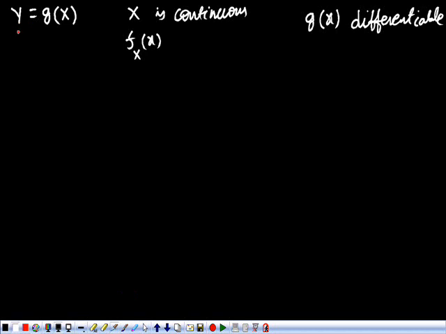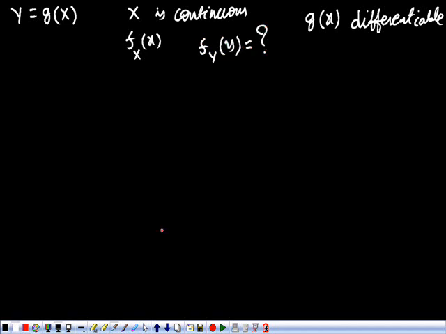Let y be equivalent to g of x, the relationship between the random variable y and the random variable x. This is the transformation that we perform. The assumption is that x is continuous with probability density function f_X(x) and g(x) is differentiable. Then our aim is to obtain the probability density function of the random variable y.